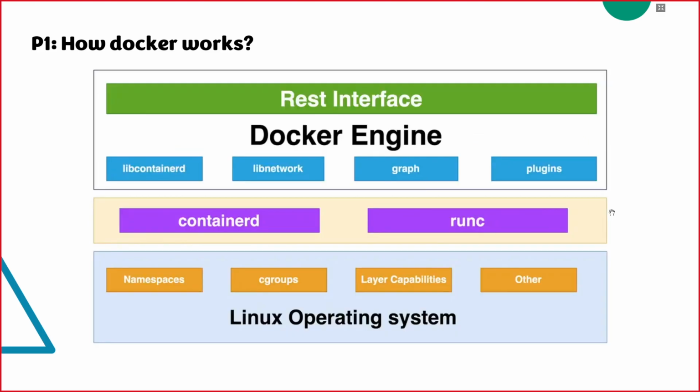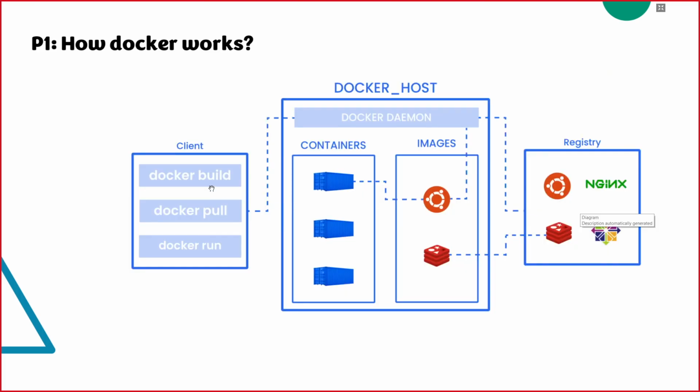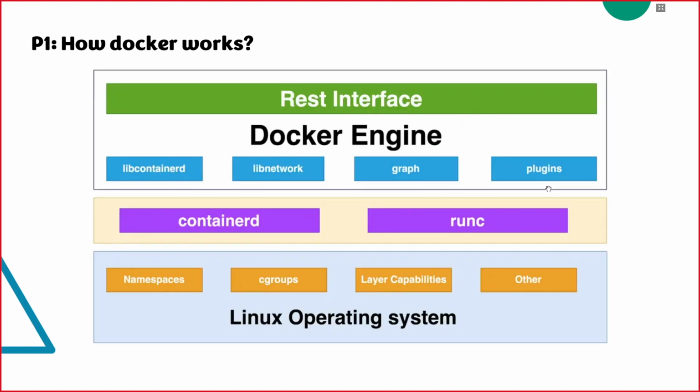As we saw here, the client is just a client. It just connects to the Docker daemon. And the registry is somewhere to hold different images. So the main point and the boss is the Docker daemon, which does everything. You can simply call the APIs instead of using the client to talk to the Docker daemon. So the boss is the Docker daemon, and everything in Docker is the Docker engine. The Docker engine actually is the Docker daemon.